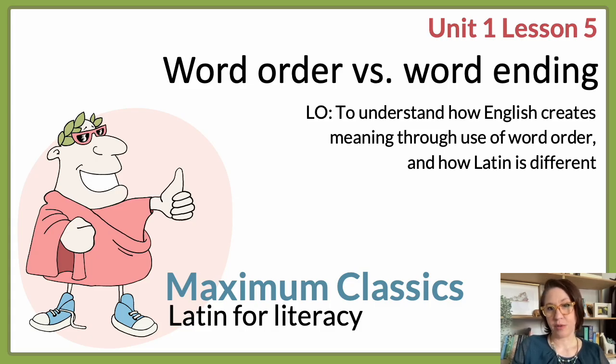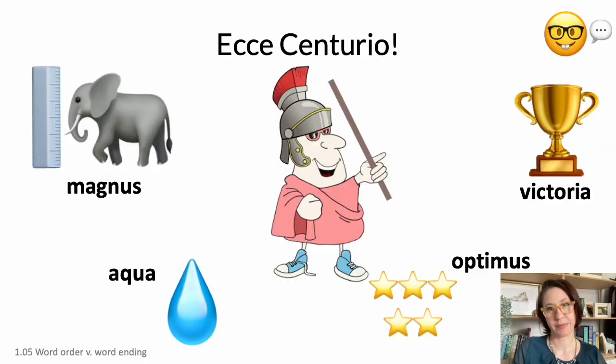As usual, the first slide of the lesson introduces a clear learning objective: to understand how English creates meaning using word order and how Latin is different. As an opener to this lesson, we're going to do a warm-up on some of the unit's core vocabulary that we'll have previously encountered in the last 4 lessons.